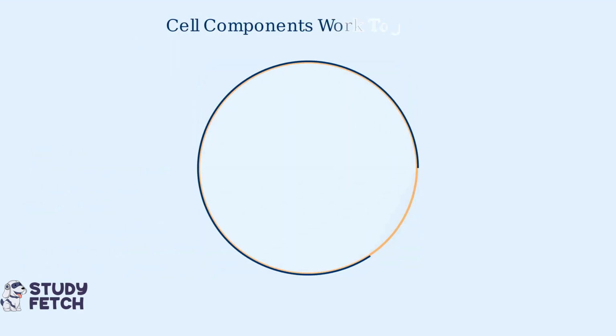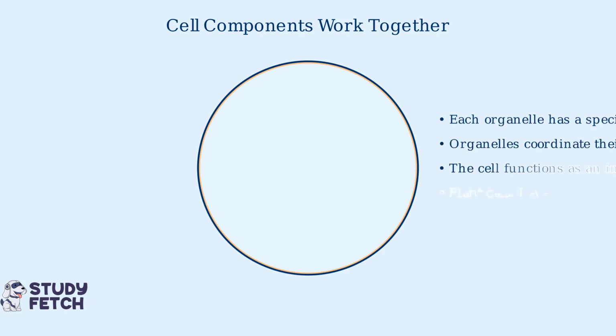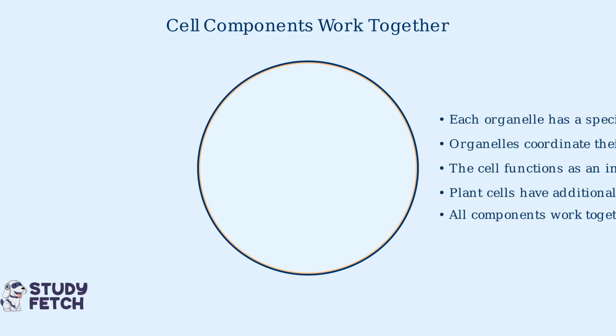All cell components work together in a coordinated way to maintain cell function and life processes. Each organelle has a specific function, but they all coordinate their activities to ensure the cell operates as an integrated unit.